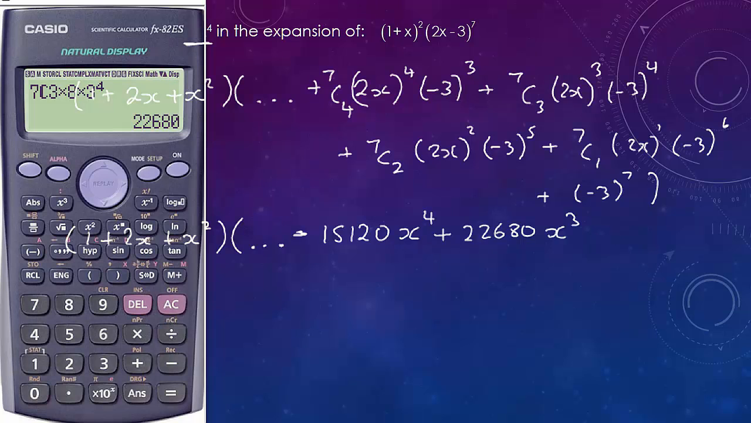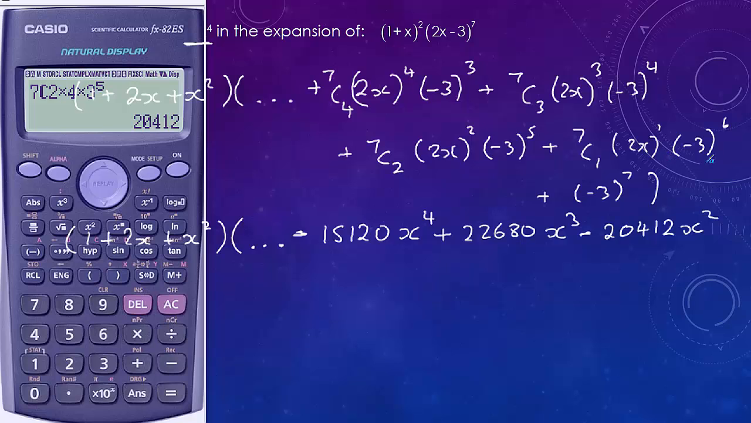And we've got the x squared term next. So we have 7c2 multiplied by 4, and then the 3 is to the power 5. And we've done something wrong there, so let's try that again. So we're doing 7c2, multiplying that by 4 and multiplying that by 3 to the power 5. So 2412, and that one of course would be negative. And that's the x squared term.